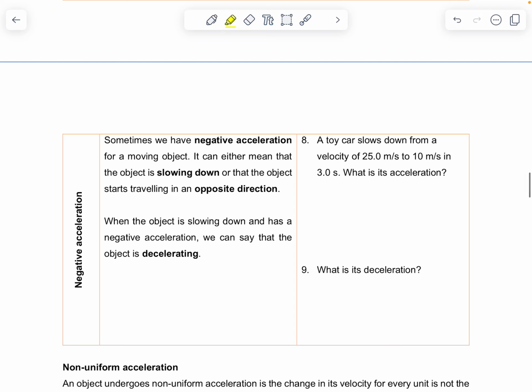Okay, now let's look at negative acceleration, which means the object is actually slowing down, or it could be traveling in the opposite direction. So negative acceleration, we also call it deceleration.